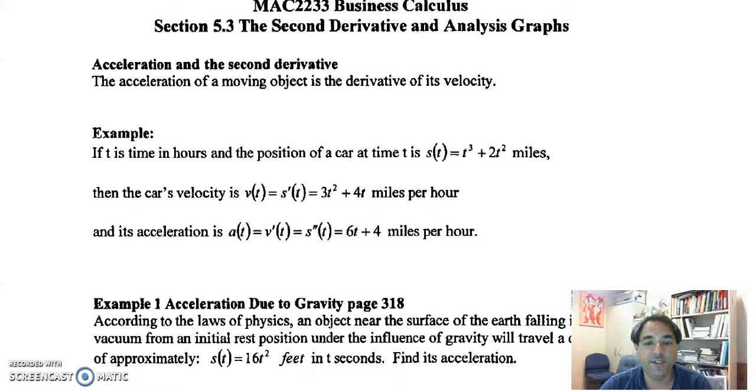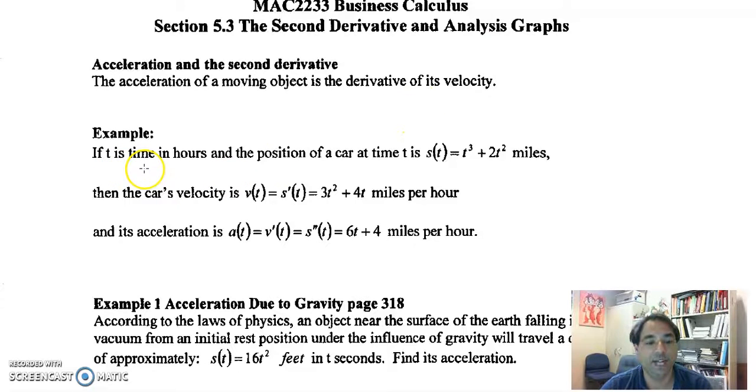Hello. In this video for MAC2233 Calculus for Business and Social Sciences, we'll be looking in Chapter 5, Section 5.3, talking about the second derivative and analyzing graphs. So we know that the first derivative is the rate of change, and we've seen it as velocity in some examples. So the question is, what is the second derivative and what does it tell us?